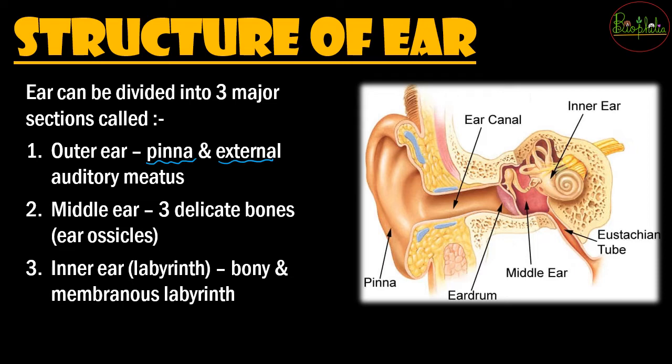After the outer ear, we will go a little deeper. There comes the middle ear, where the three most delicate and smallest bones are. These are also the smallest bones found in our body. These are the ear ossicles. And the innermost section of the ear, that is the inner ear, also called the labyrinth, consists of the bony and the membranous labyrinth. Here we will understand in detail each of the sections, starting from the outer ear up till the middle ear. So let's start to understand each of them in detail.